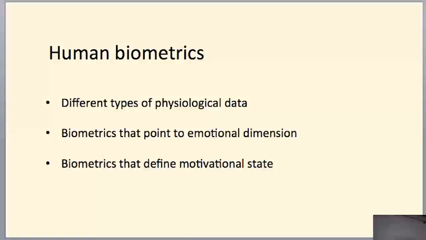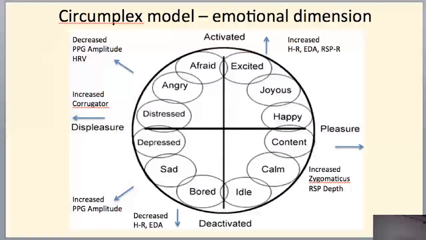So when it comes to human biometrics, there are different kinds of physiological data. There are biometrics that point to the emotional dimension, and biometrics that point to motivational state. Here's the circumplex model of affect, worked out in the 80s, and some human emotions are plotted here. Pleasure, the zygomaticus, would be a pleasure indicator. Displeasure is indicated by maybe corrugator, deactivated states by decreased heart rate or electrodermal activity, and activated states by increased heart rate, EDA, or respiratory rate.